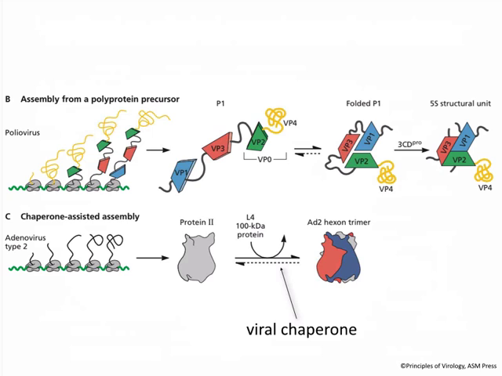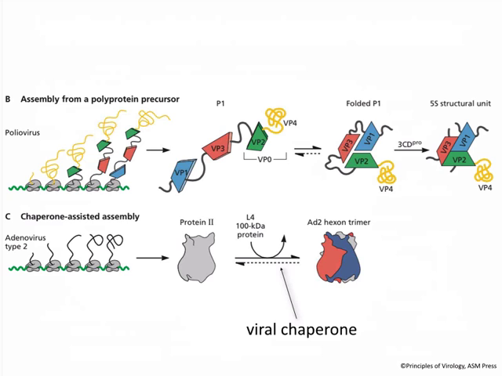Sometimes we can make sub-assemblies from a polyprotein precursor. And this happens with viruses like poliovirus that make a long polyprotein and then cleave it up. So here, for example, we're translating a precursor to the structural unit of the capsid. And this consists of VP1, 2, 3, and 4. So the protein precursor is translated. As it's being translated, it actually begins to fold into its proper conformation. Here you have folded precursor.